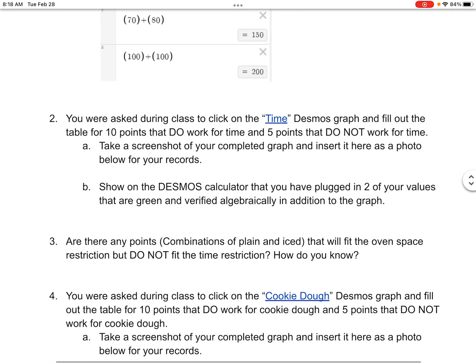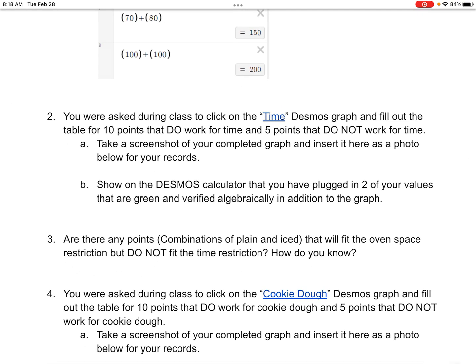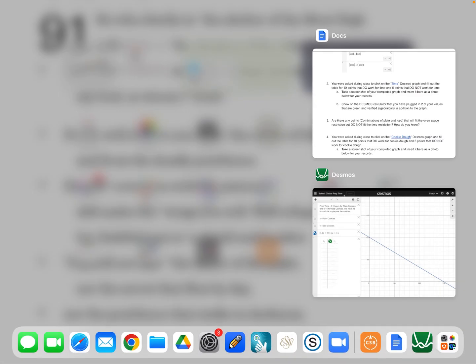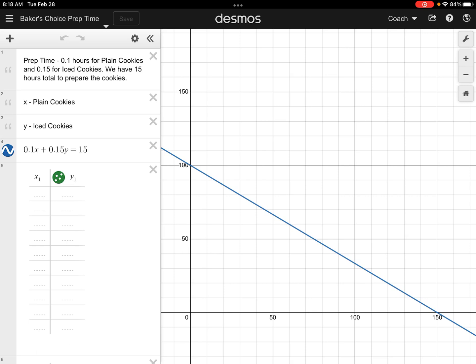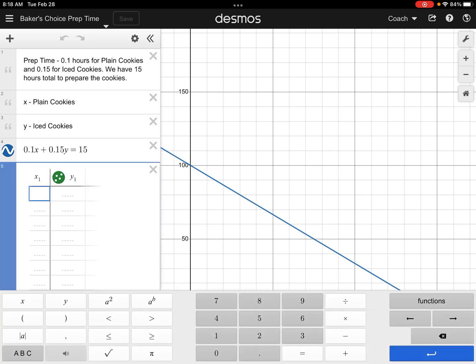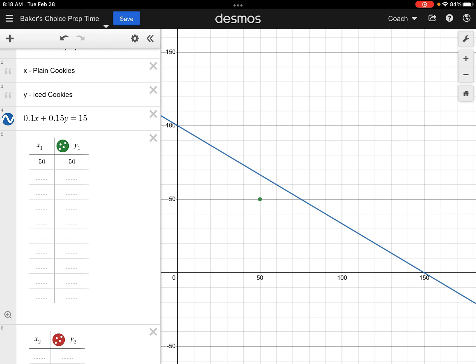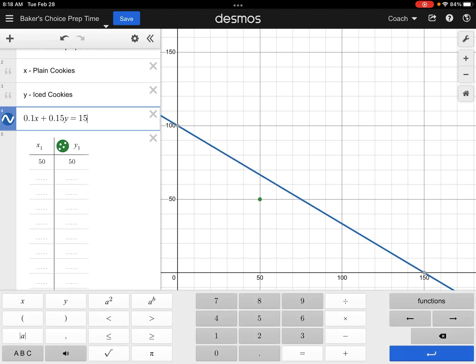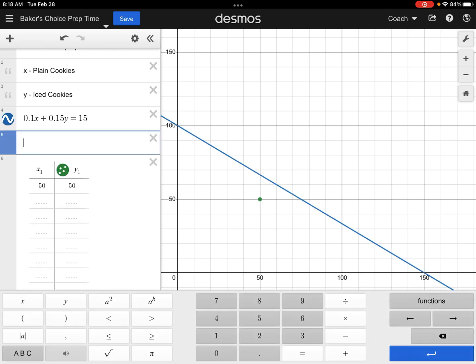Then we looked at just the time. We pulled up our time graph, and we did the same exact thing for the time. I'm going to pull up my time graph as well. We came up with all these points that worked for the time. All of those points had to be either on or below the graph. So we may have had like 50 and 50. Now, that's not going to quite use up all of the time. You can see it's under that blue line.